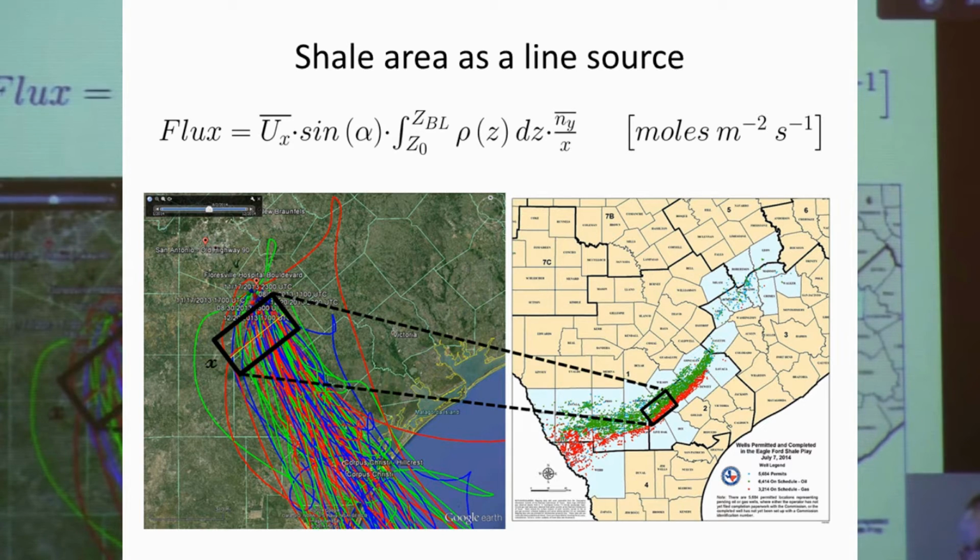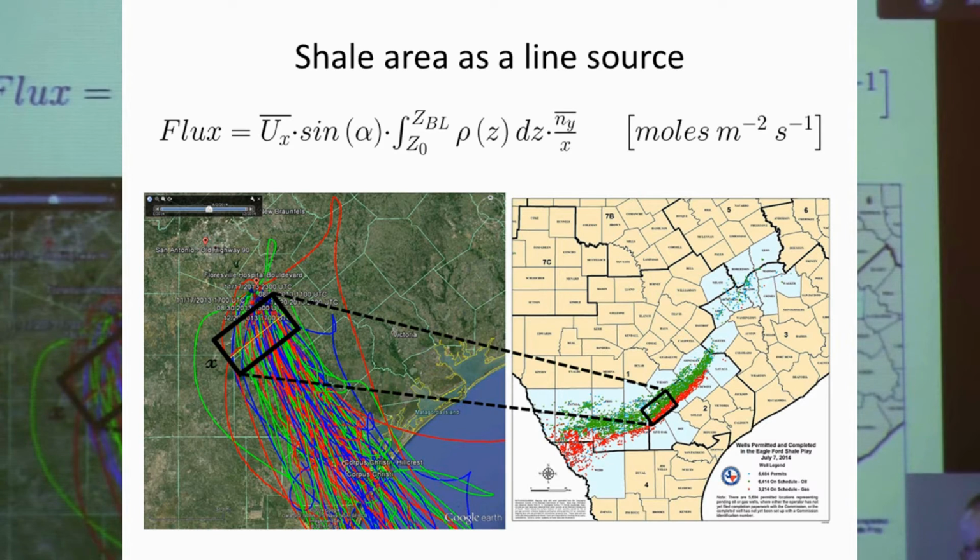We need average wind speeds, we need the angle that the air mass trajectory is crossing the line source. We need to know boundary layer depth, which is that ZBL here. The air mass density throughout, and integrate that. This assumes that ethane is well mixed throughout this boundary layer, which is a reasonable assumption here because Floresville is significantly downwind of almost all the sources in the shale area.